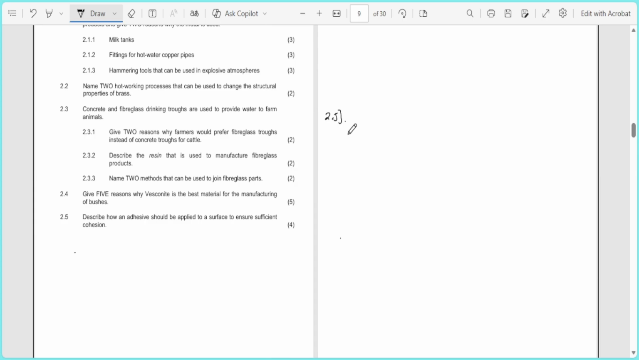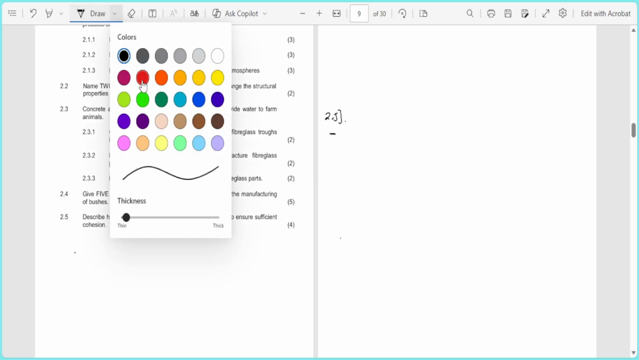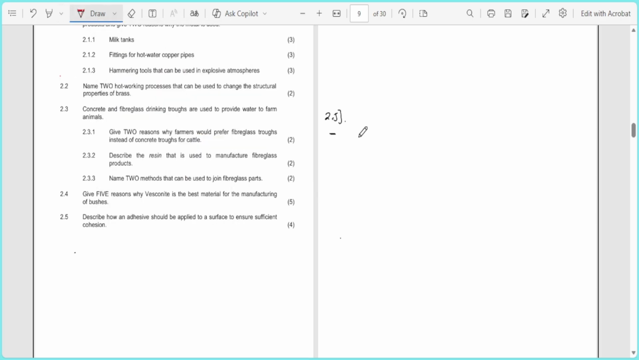An adhesive is something that can stick two materials together. It should be applied to a surface to ensure sufficient cohesion, enough bonding between the two joining materials. For 2.5, how many marks? 4 marks. Let's start with this one. Let me use another color.